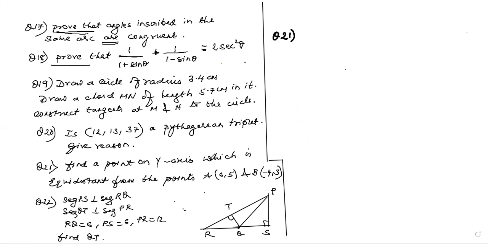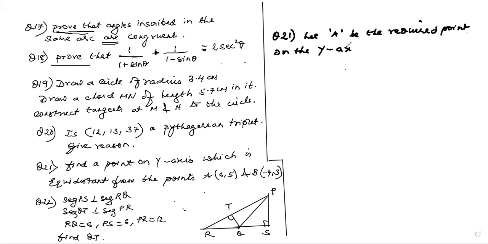Find a point on the y-axis which is equidistant from the points A(6, 5) and B(-4, 3). Find a point on the y-axis. So let me name this point. Let A be the required point on the y-axis.